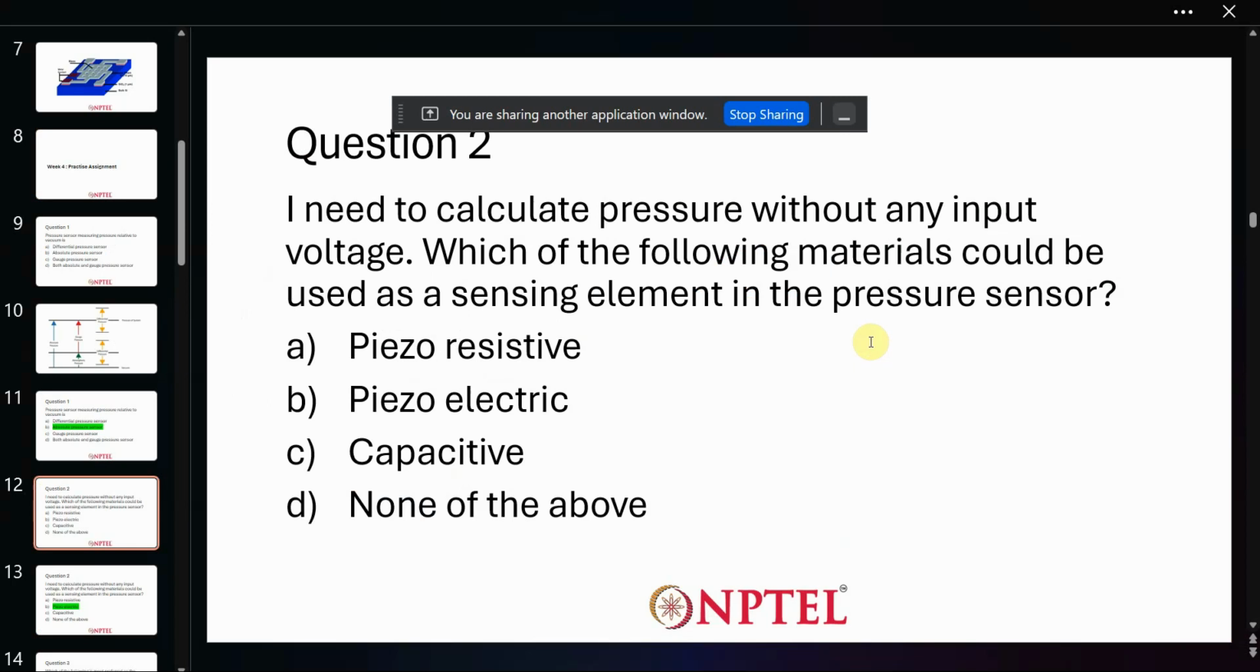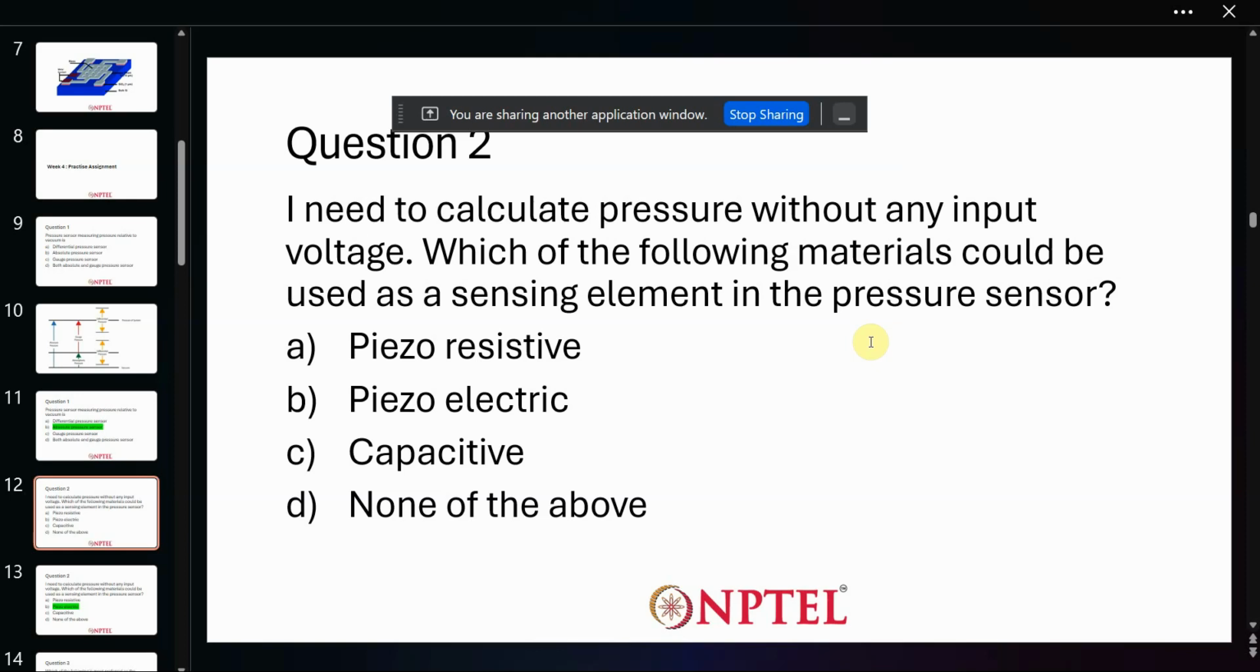In the second question, basically we need to calculate pressure without applying any input voltage. Which of the following materials could be used as a sensing element? Whether it's piezoresistive, piezoelectric, capacitive, or none of these. Piezoresistive is basically you have a resistor connected in a circuit. When force is applied on it, there is deformation and the resistance changes. That is what a piezoresistive sensor is.